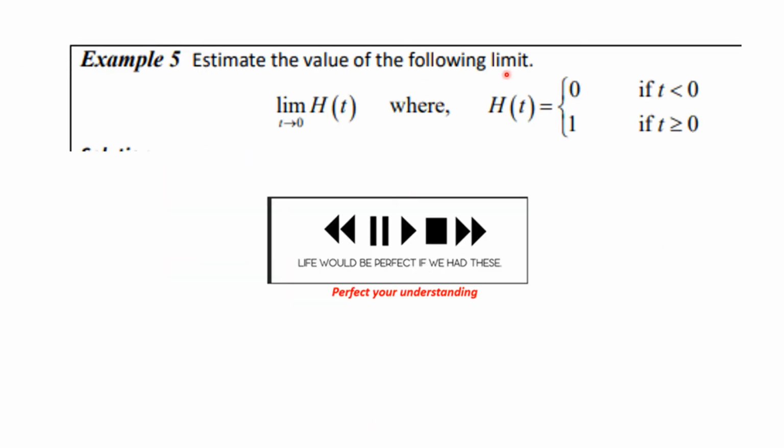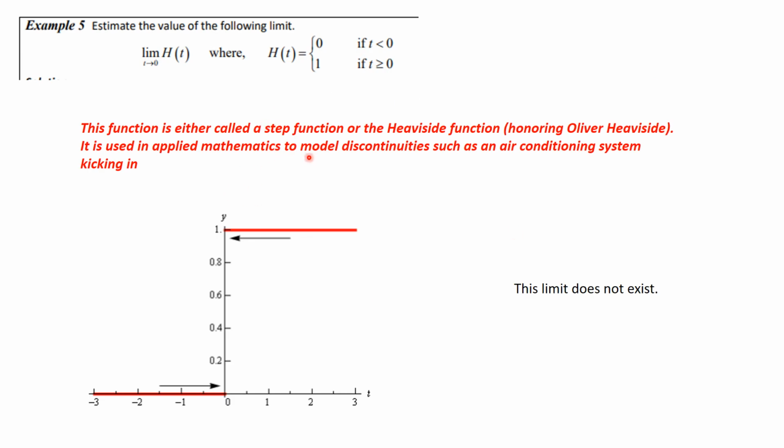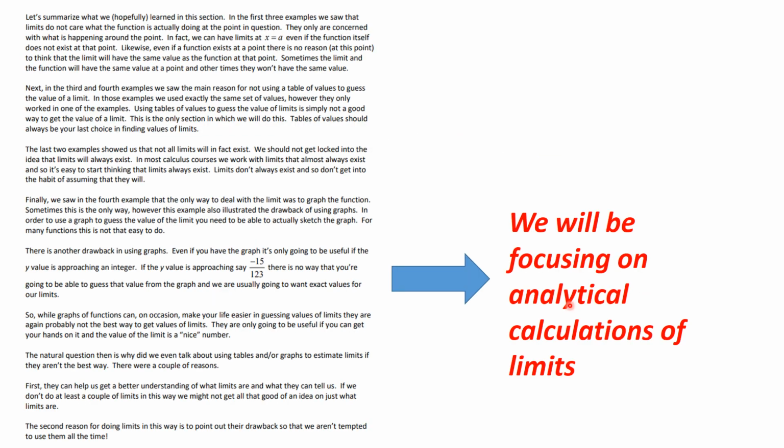Here we're to estimate the value of the limit as t tends to 0 of capital H of t, where capital H of t is defined in this piecewise manner. You know what to do. Let's see how you did. This function is either called a step function or the Heaviside function. That's why we call it H, honoring Oliver Heaviside. It's used in applied mathematics to model discontinuity such as an air conditioning system kicking in. But you see here, if we think about the graph from the right would tell you that we expect this to be 1. From the left it is 0. This limit does not exist because the limits from each side have to be the same.